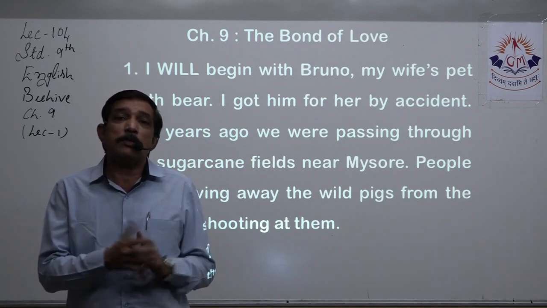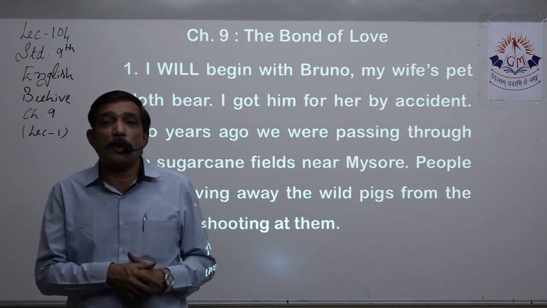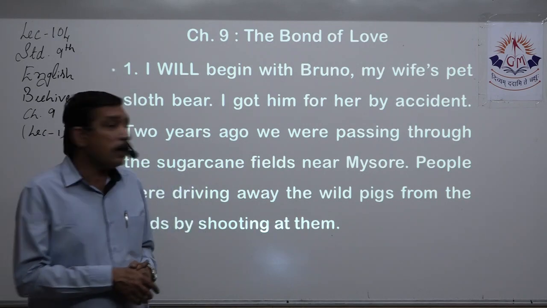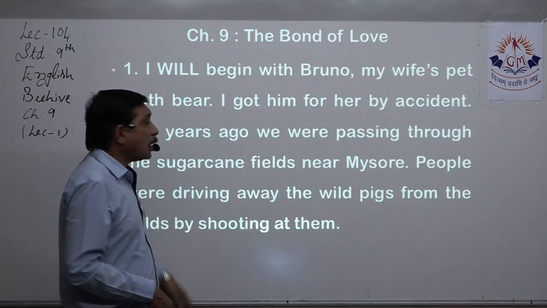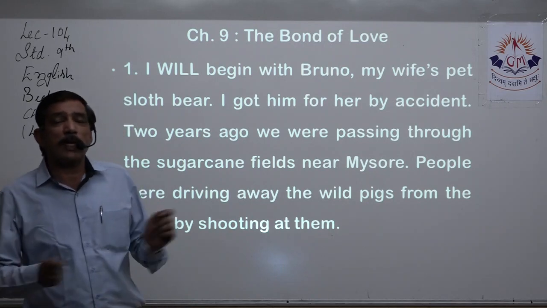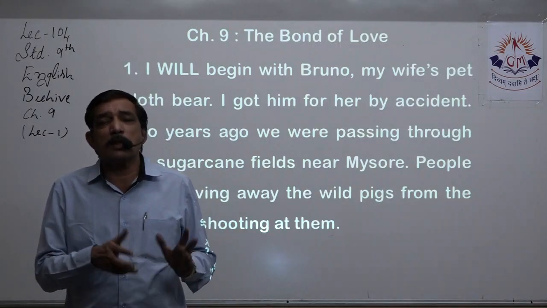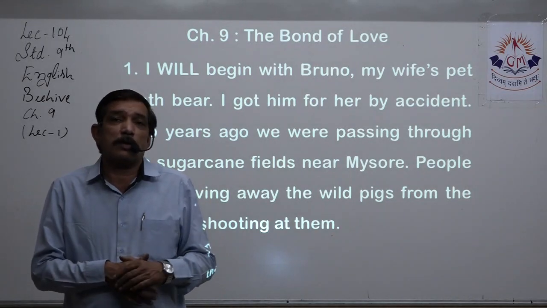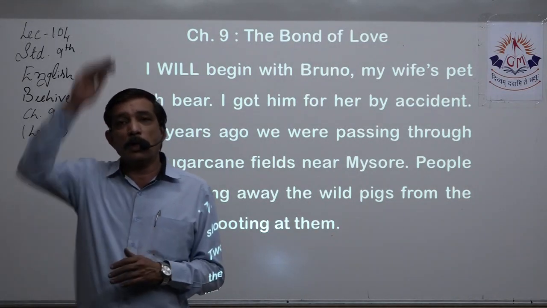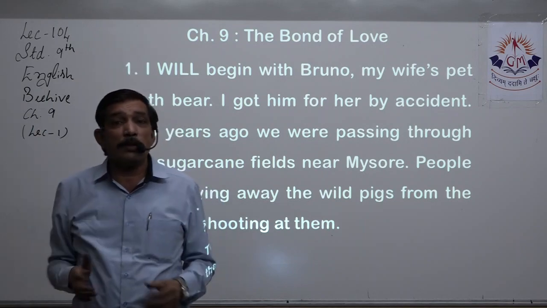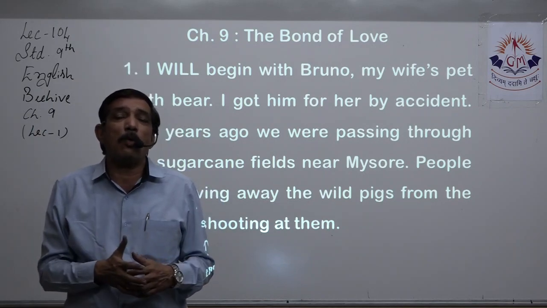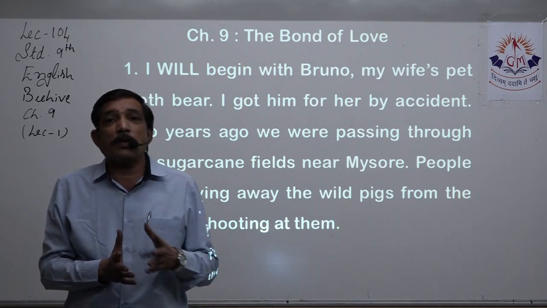Yes, and usually these pigs come in quite a lot of numbers. They don't come one or two, right? They come in large numbers. So people were driving away the wild pigs. Usually you scare them. Yes, with a thali or a spoon, you make lots of noise, and they will go away. But sometimes, because it is a sugarcane field, first of all the height of sugarcane is so much, and the whole field is like that, it gets very difficult to know whether the pigs have gone away or whether they are still there.